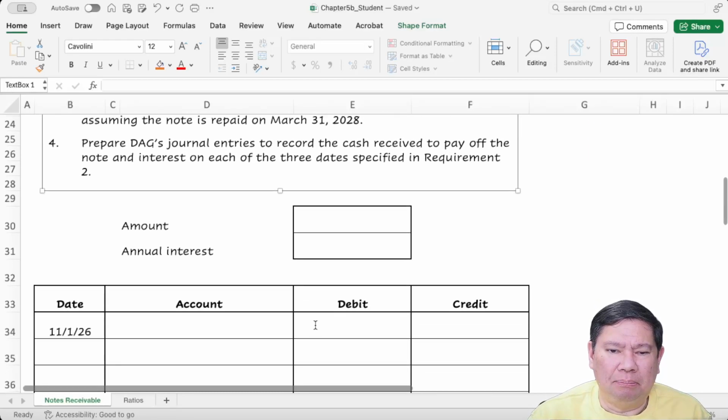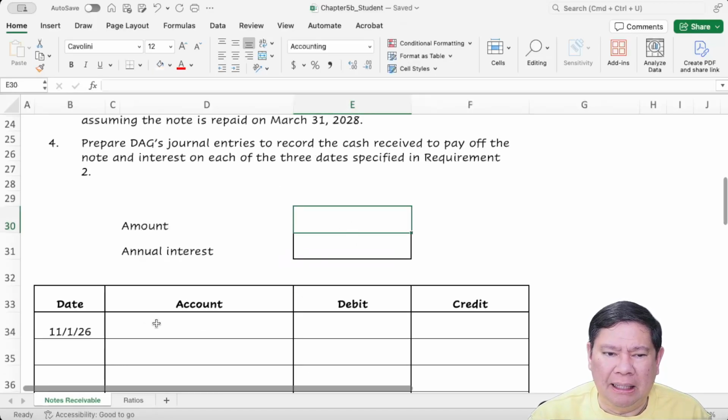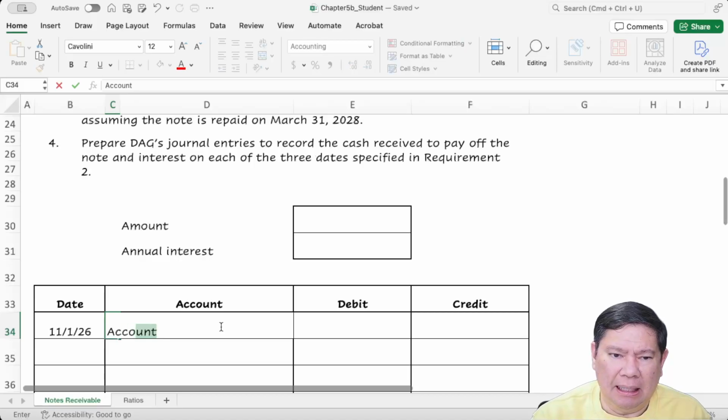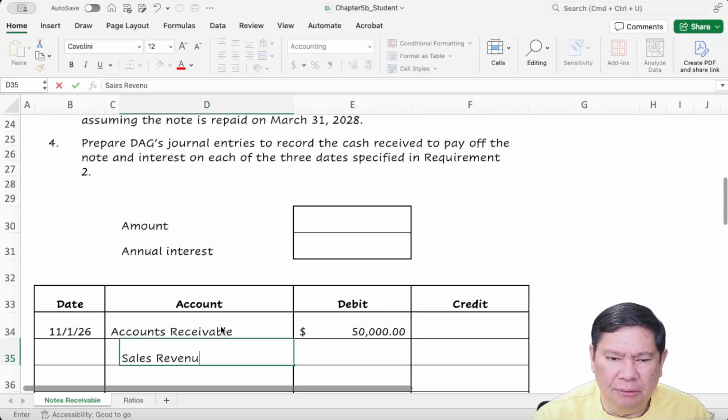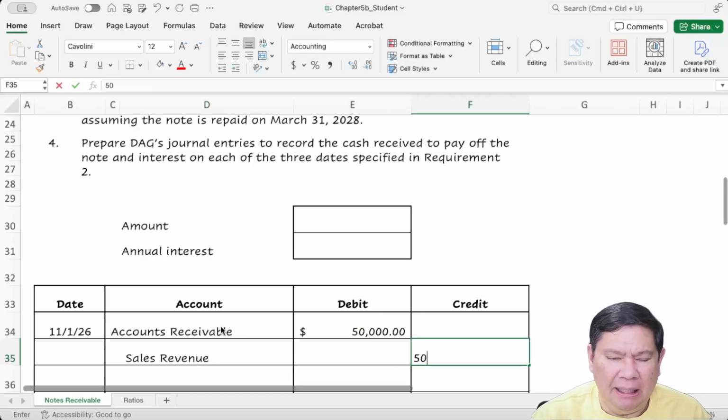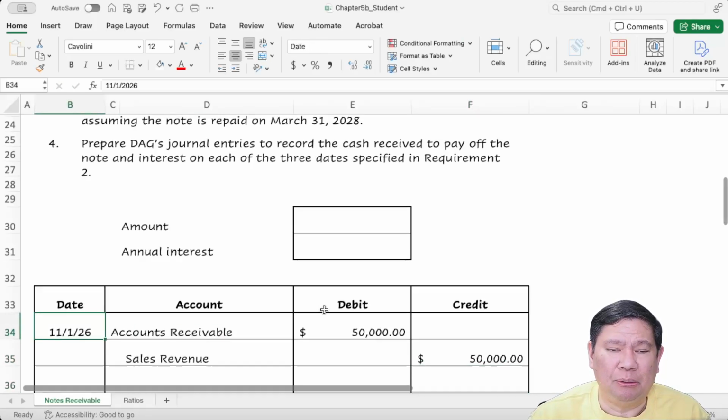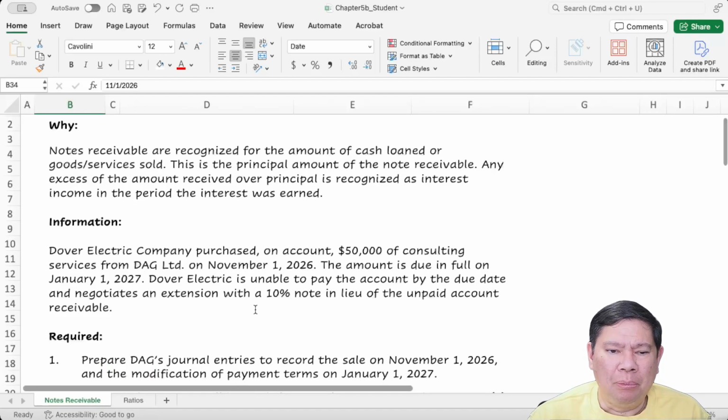So let's put here accounts receivable $50,000, credit sales revenue $50,000. That's on November 1st, 2026.